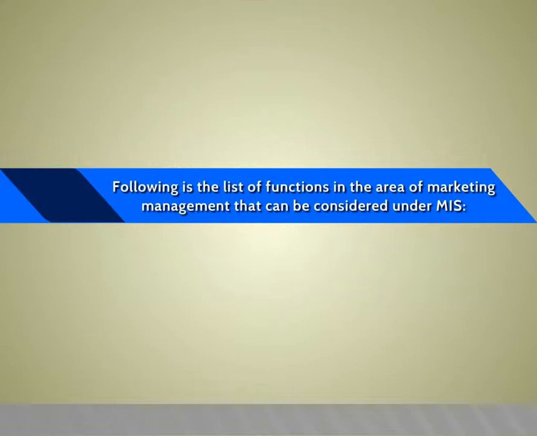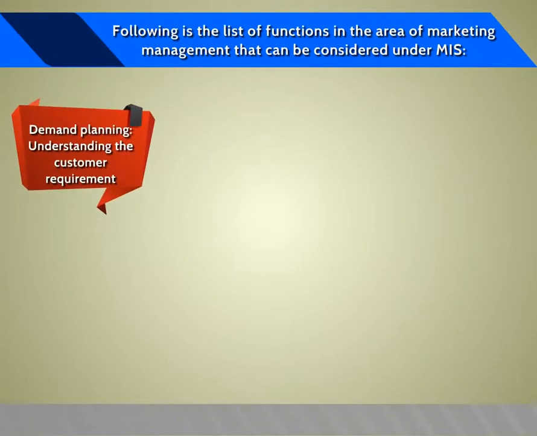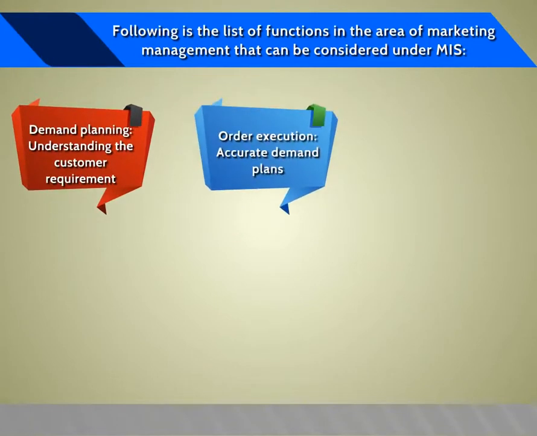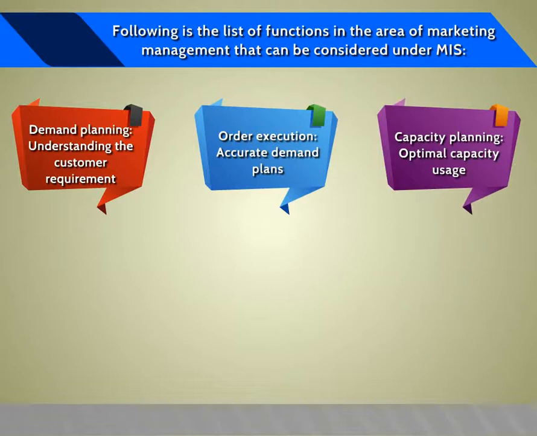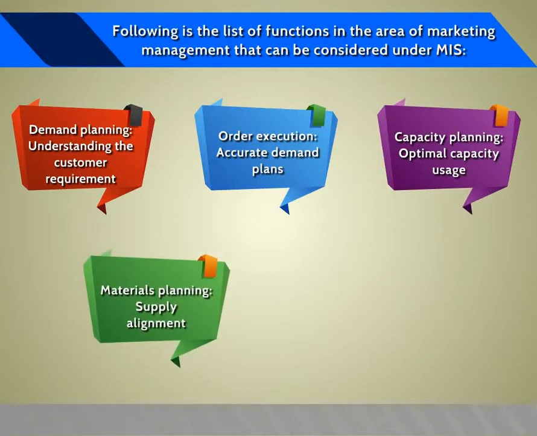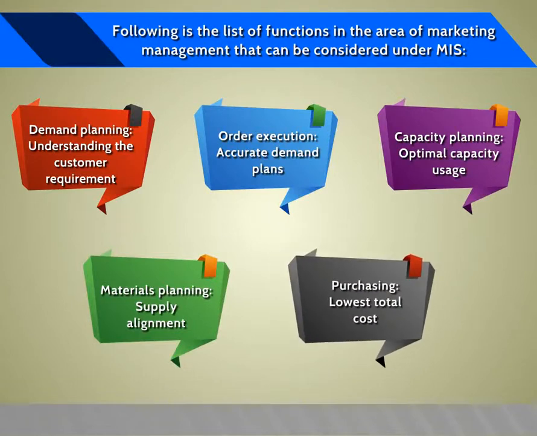Following is a list of functions in the area of marketing management that can be considered under MIS. Demand planning: understanding the customer requirement, order execution, accurate demand plans. Capacity planning: optimal capacity usage. Materials planning: supply alignment. Purchasing: lowest total cost.